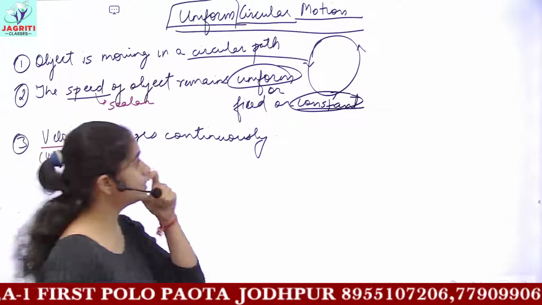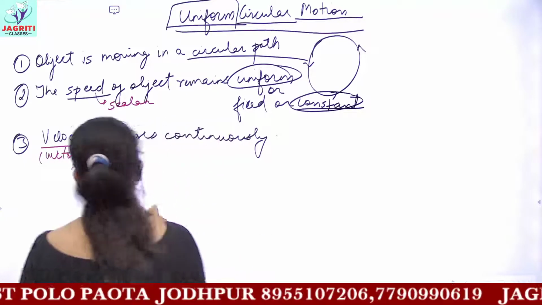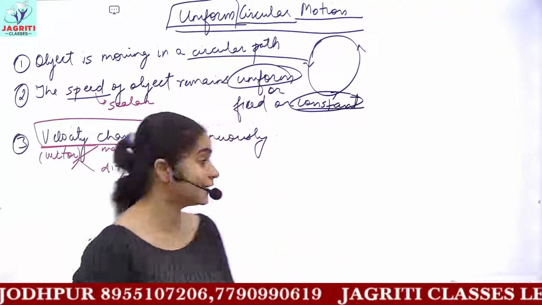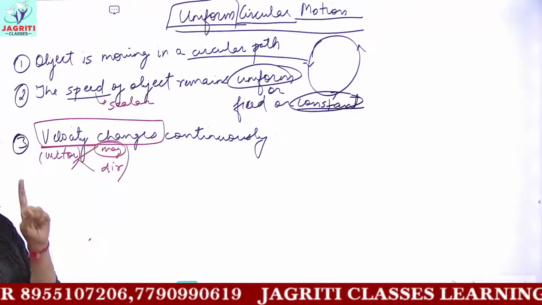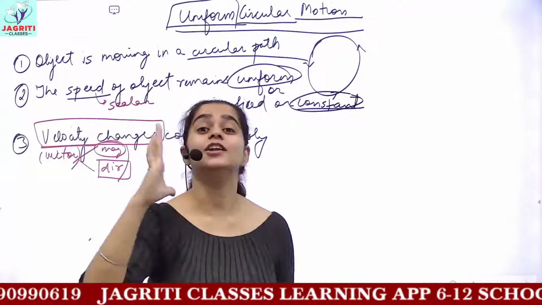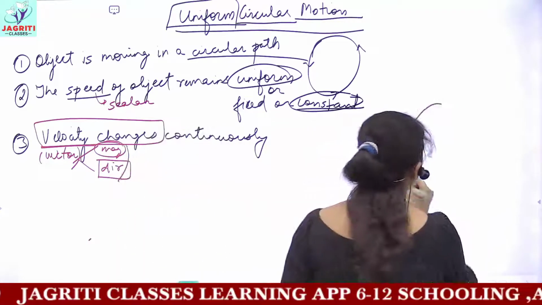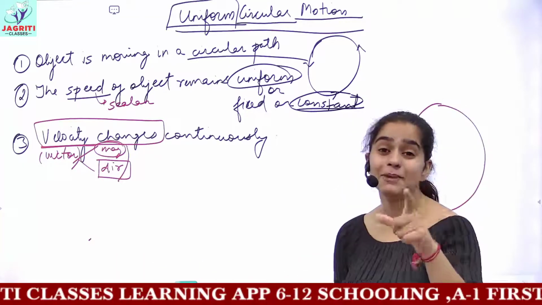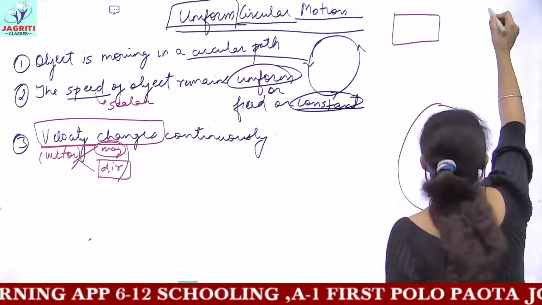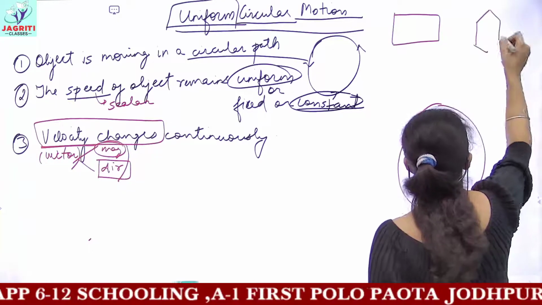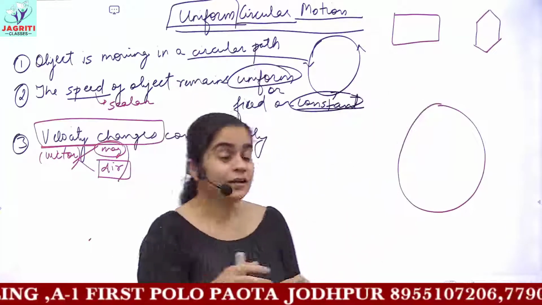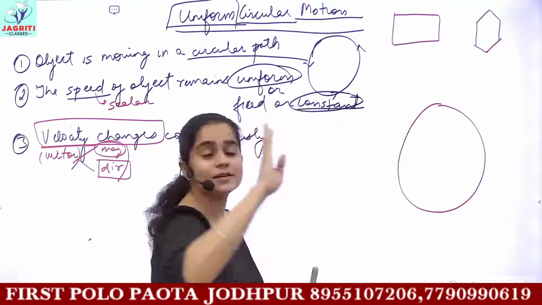In uniform circular motion, I'll explain with an example why I wrote that velocity changes continuously at each and every point of the circle. Because the magnitude is remaining the same, but the direction at each and every point on the circle is continuously changing. Let's see, you have a circle here. Some figures are given in your NCERT textbook under this heading. Firstly you are given a rectangle, then a hexagon, then an octagon. Octagon is a figure with 8 sides. You can take a decagon.